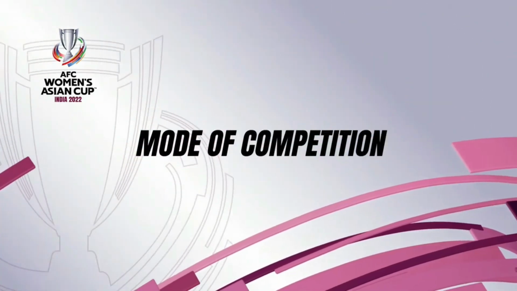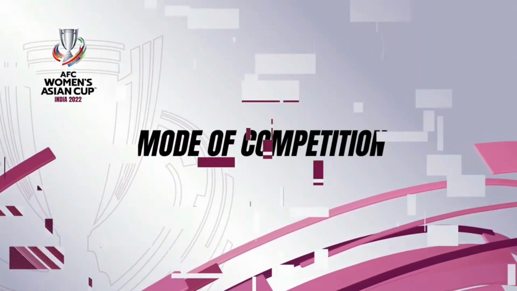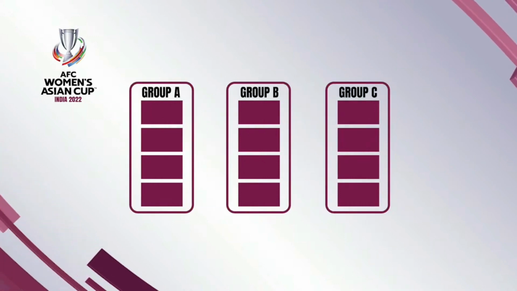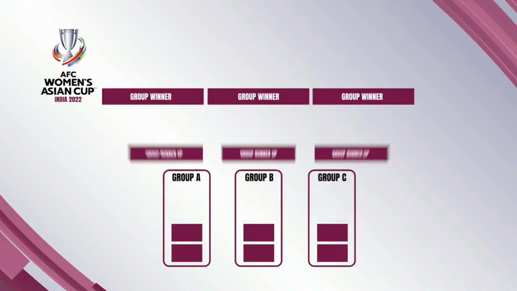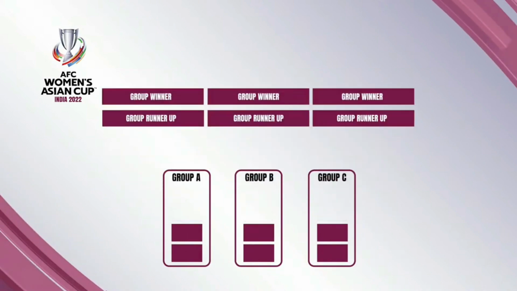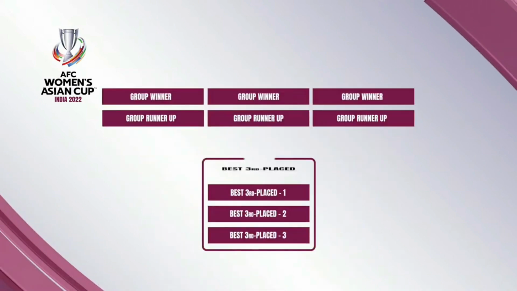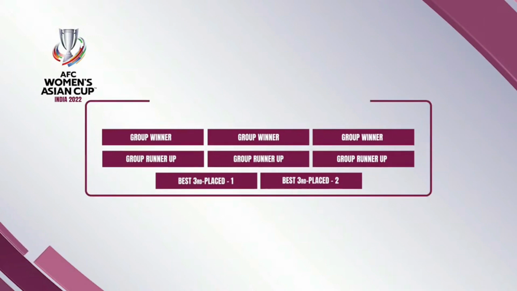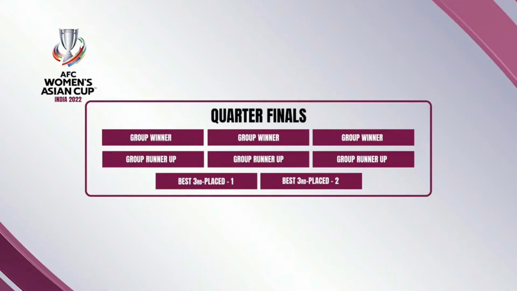Mode of competition. The 12 teams shall be divided into 3 groups of 4 teams, and each group shall play a 1-round league where each team in the group shall play 1 match against each other. The first and second placed participating teams in each group, as well as the 2 best third place participating teams among all groups, shall qualify for the knockout stage quarterfinals.